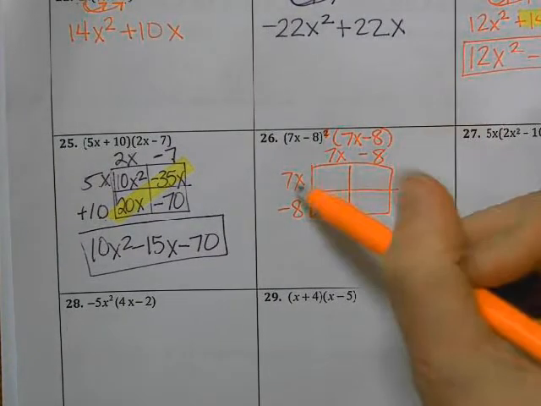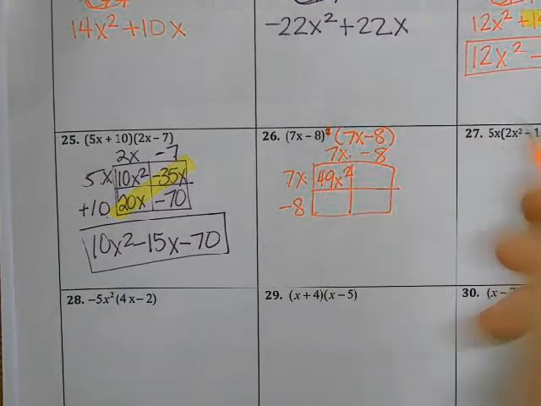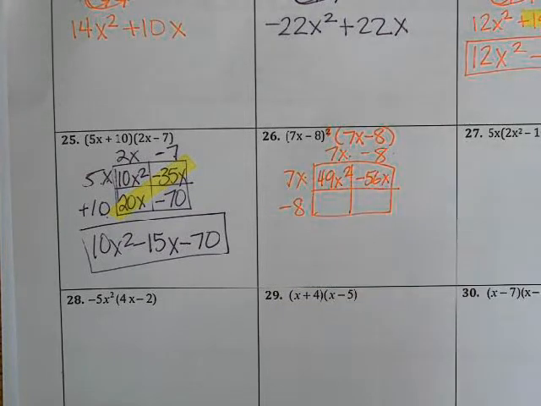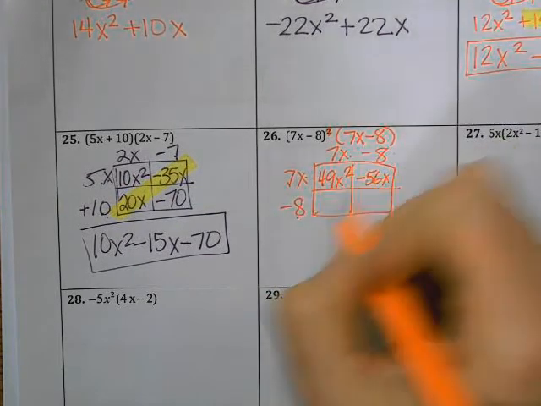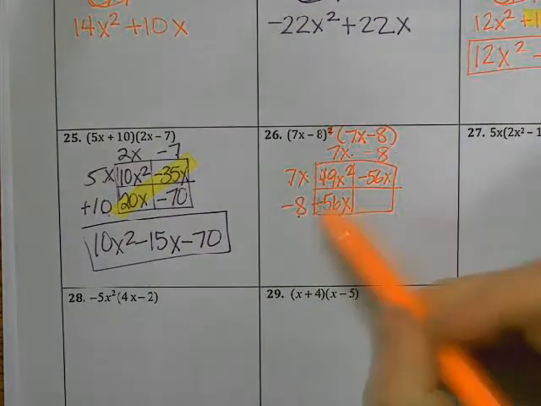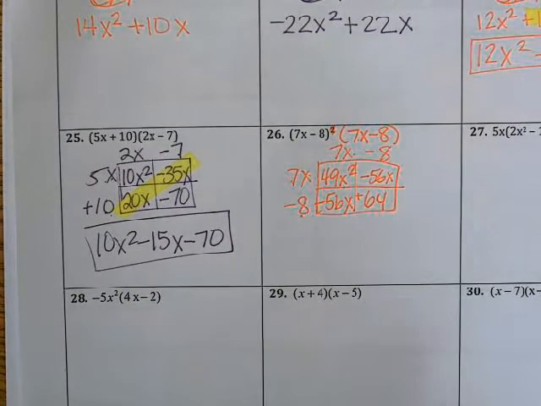Then you're just going to multiply the box. 7 times 7 is 49. X times x is x squared. 7 times -8 is -56. X times nothing, just plain old x. -8 times 7 is -56. We also have an x. And lastly, -8 times -8 is positive 64.